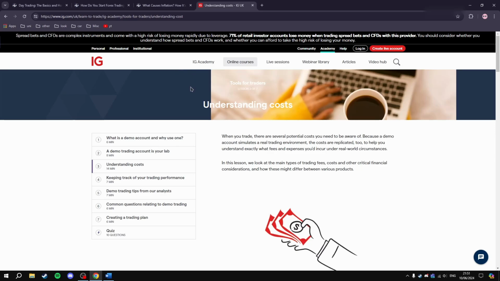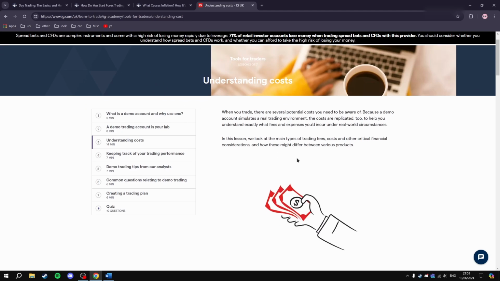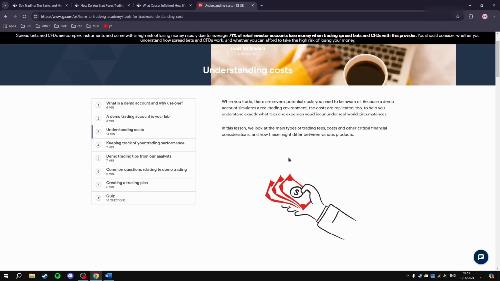When you trade, there are several potential costs you need to be aware of. Because a demo account simulates a real trading environment, the costs are replicated too, to help you understand exactly what fees and expenses you would incur under real-world circumstances. In this lesson, we look at the main types of trading fees, costs and other critical financial considerations, and how these might differ between various products.